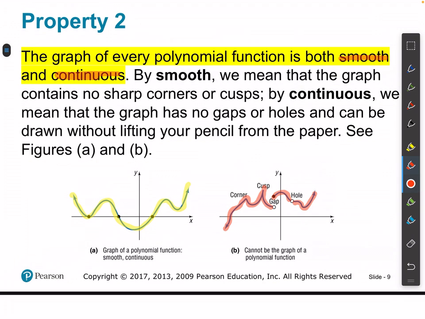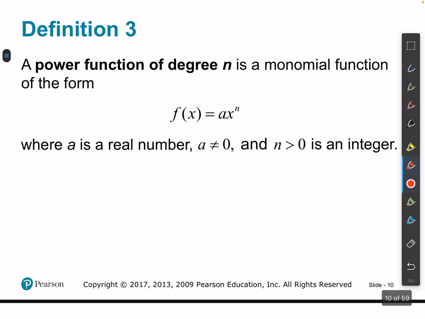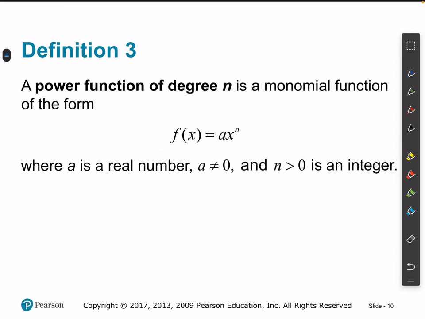All right, so I always tell students, if you have to lift your pencil to do it, you're not on a polynomial function. Okay, definition 3. A power function of degree n is a monomial function of the form a times x to the n, where a is a real number, a cannot equal 0. Okay, so this is just a power function that defines each monomial that makes up a polynomial. Okay, so we can't say that a is 0. If a is 0, then this whole thing goes away. Like if we have 0x to the third, then it's just nothing, right?